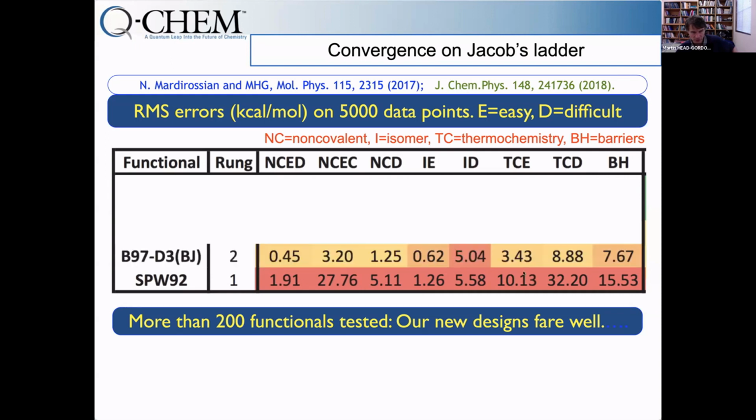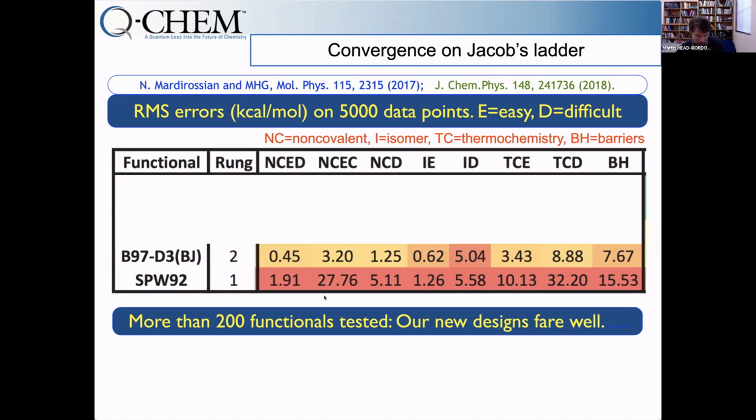And then if we go to rung 2, the best functional that we found in testing was Stefan Grimme's B97-D3 functional, which is just a spectacular improvement over the LSDA, factor of 4 in easy non-covalent dimers, a factor of nearly 10 in easy non-covalent clusters, a factor of 4 in difficult non-covalent interactions, a factor of 2 in isomerization energies that are easy, better in the difficult ones as well, factor of 3 in easy thermochemistry, factor of nearly 3 to 4 in difficult thermochemistry, and a factor of 2 in barrier heights. All the error distributions get narrower.